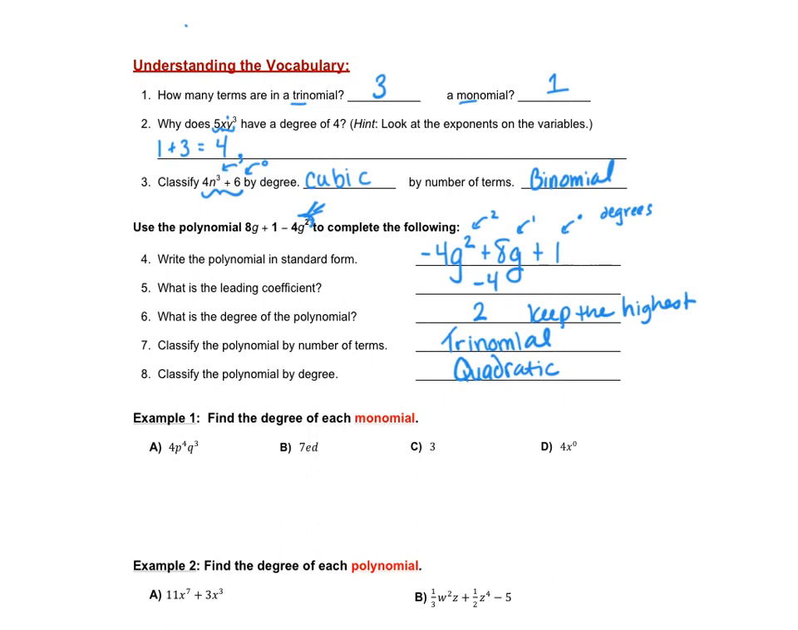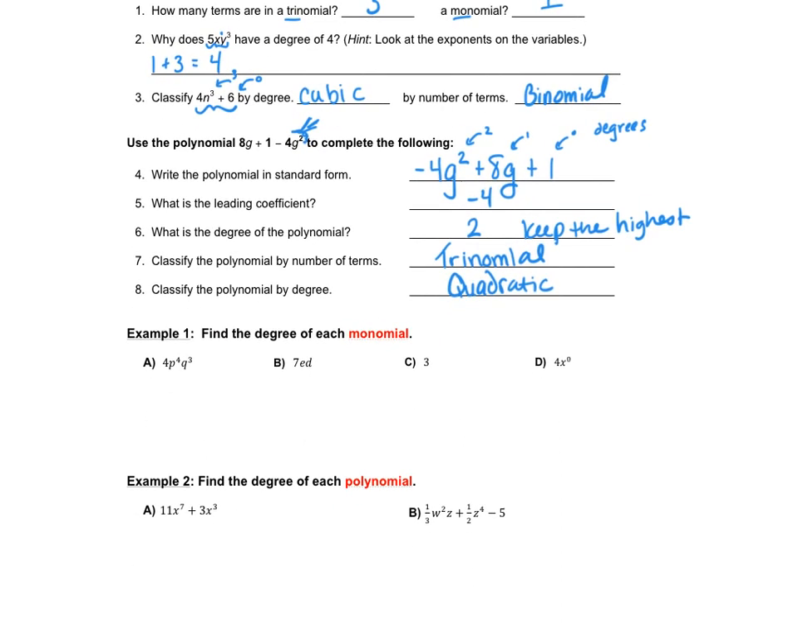Example 1, find the degree of each monomial. So to find the degree of each monomial, we take the sum of the exponents. So we have 4 plus 3, this is 7. We have 1 and 1, so that's 2. A constant is a number by itself. It has no degree. And 4x to the 0, well, x to the 0 has a degree of 0. Anything to the 0 power is 1, remember. So this is just saying 4 times 1, which is 4. So it's a constant. That's why it has a degree of 0.